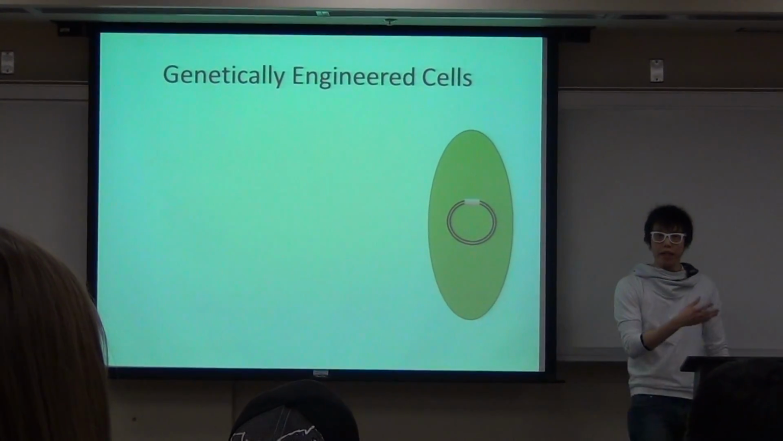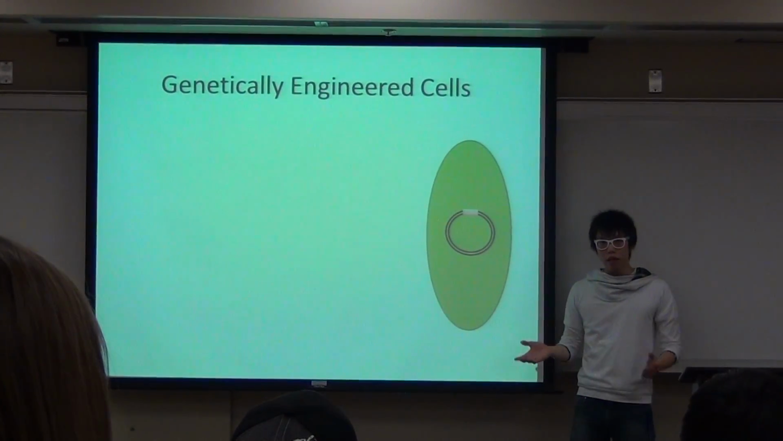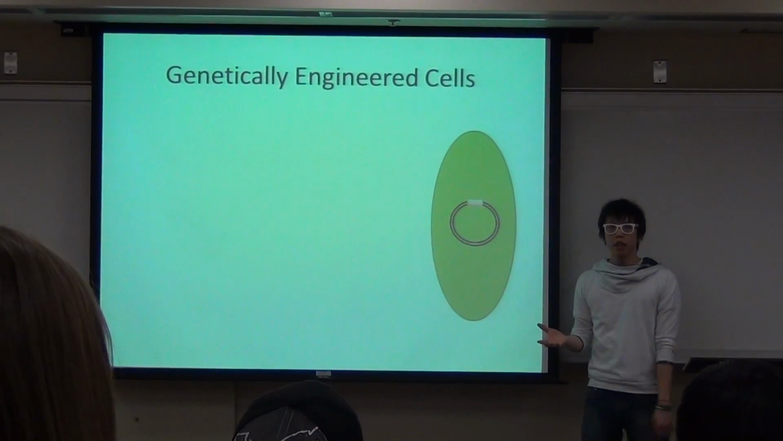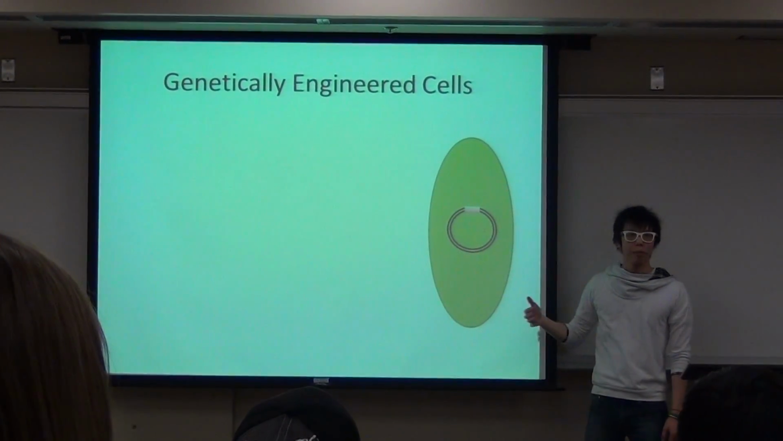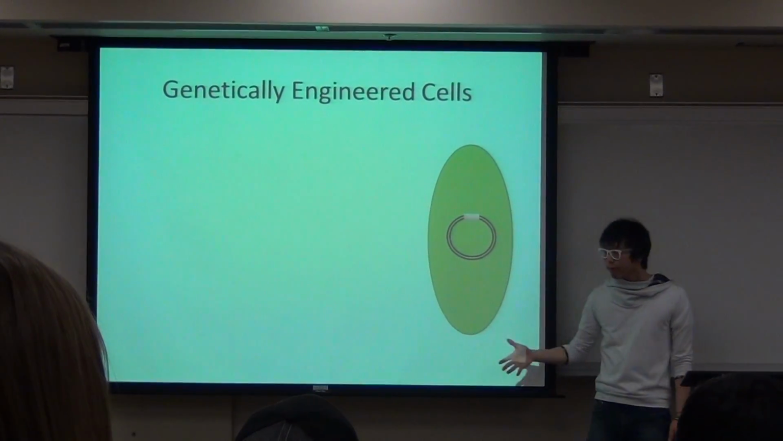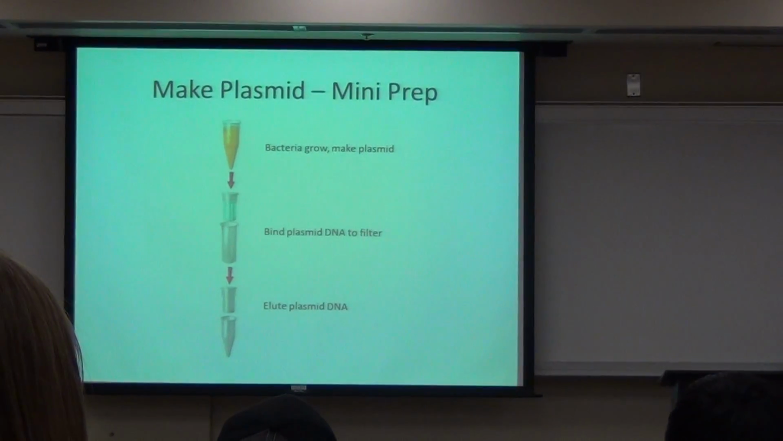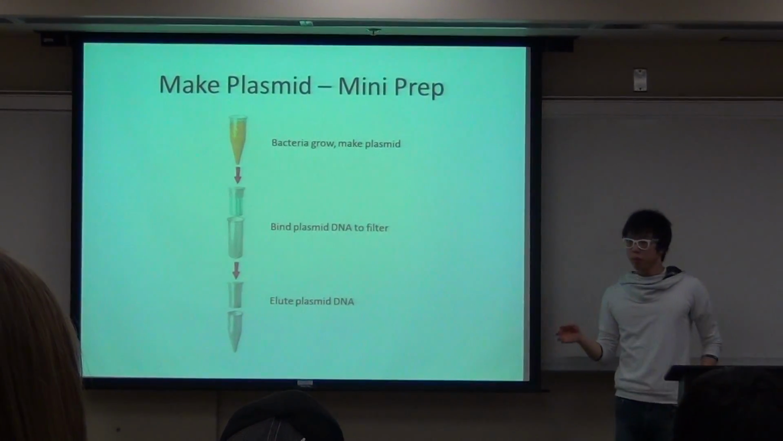So going back to ampicillin, if you had ampicillin in your media and you put these cells in your media, all the ones that have this piece of DNA in them will be able to grow because the ampicillin can't take them out. Okay, and then there's also another lab technique that is called a mini prep that you guys will be using.